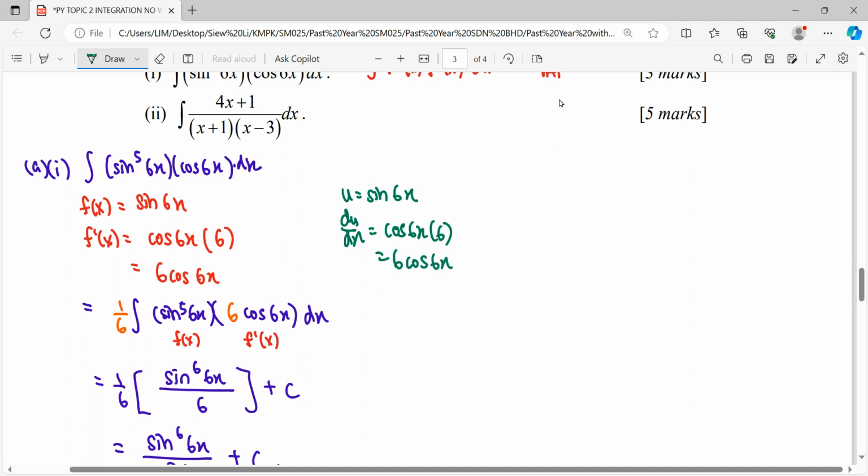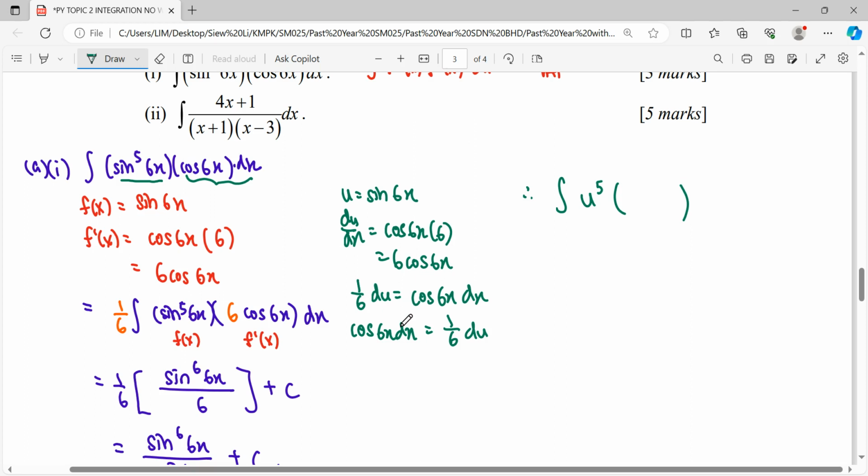So what do you need to substitute here? This is already u to the power of 5. So this is the thing you need to substitute: 1 over 6 du, and we cross the dx to the right-hand side, so that we can find cos 6x dx to be substituted as 1 over 6 du. Therefore, this question will become the integral of u to the power of 5, and cos 6x dx equals 1 over 6 du. Then we can factorize out the constant, or the coefficient, of u to the power of 5. Then we can start to integrate.